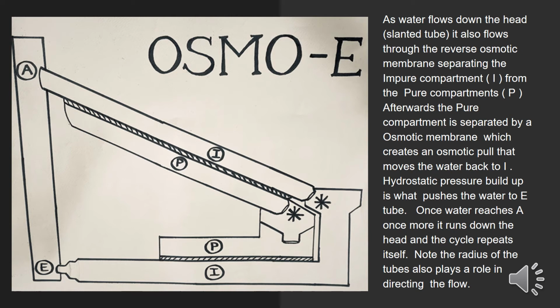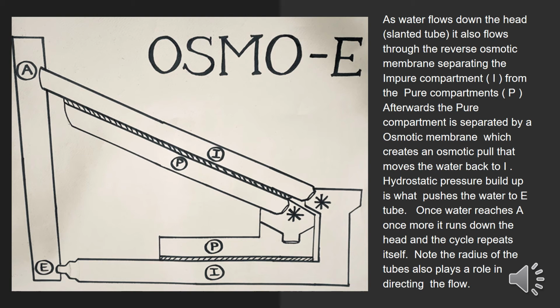In Osmo E, the slanted tube is the head. At the end of the head, the water turbines are located to generate electricity as water flows through them. In the head, the reverse osmotic membrane separates the compartment into impure compartment, or I compartment, and pure compartment, or P compartment. The solute of the solution will remain in the impure compartment and in the tube labeled A and E, while the pure compartment, as the name suggests, should remain pure water without solute.